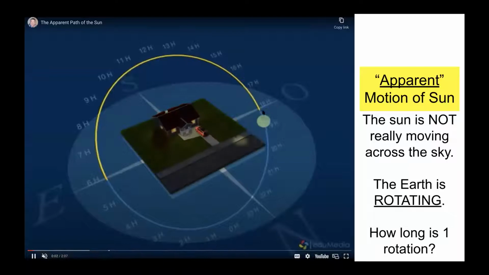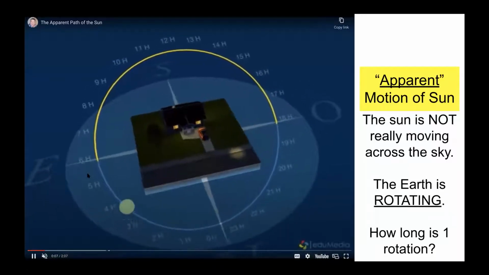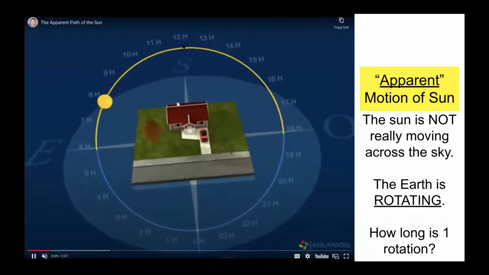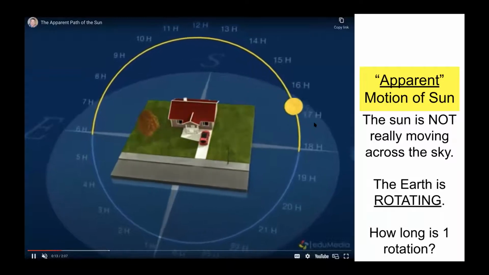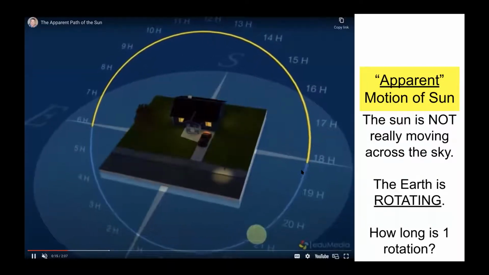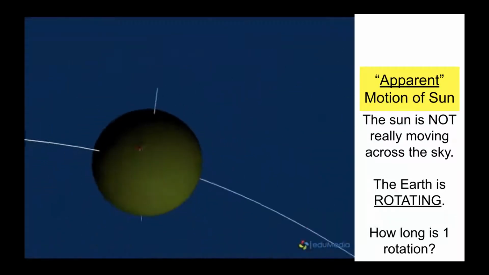So we'll see the sun appears to be rising in the east. So here we are at the east. At noon, the sun's going to be highest in the sky. And then 6 hours later, the sun will appear to set in the west. And we know this whole process takes 24 hours or 1 day.